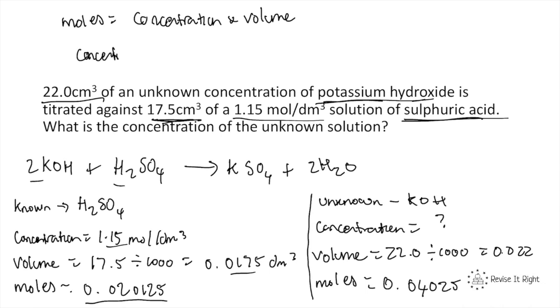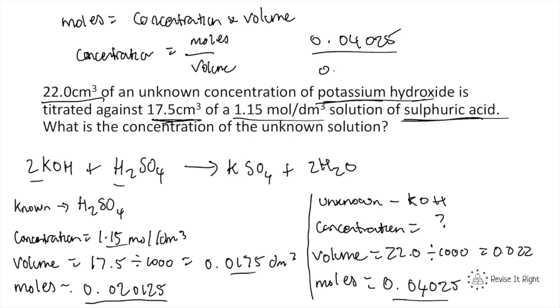Now once we've got that, we can use the equation from before. Concentration is equal to the moles divided by the volume. So concentration equals the moles, which is 0.04025, which we've just worked out, divided by the volume, which is 0.022, which we've got from here. We pop that into our calculator and we get 1.83, and the units are moles per decimeter cubed.